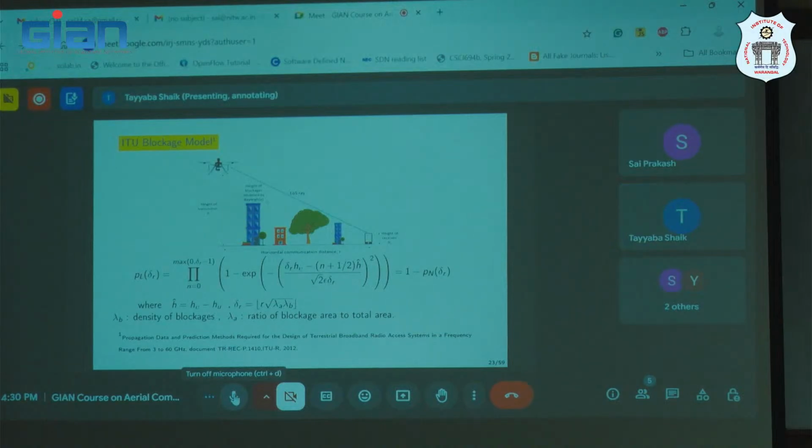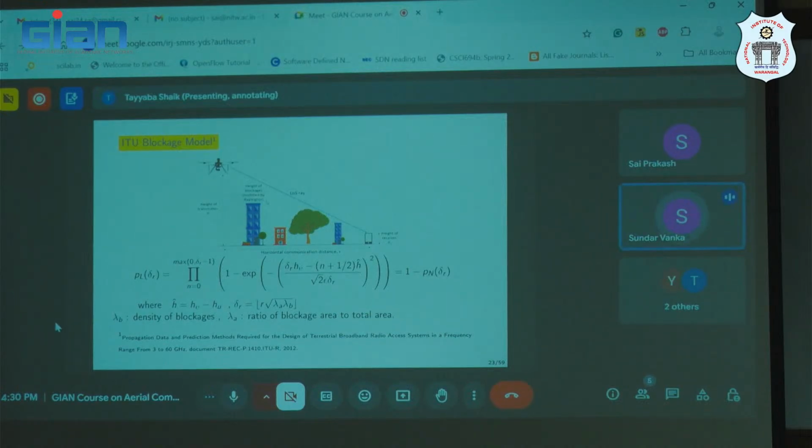Okay. So I think the building density and the building height can be modeled with any random variable given the environment. That's what I think. Thank you, ma'am.